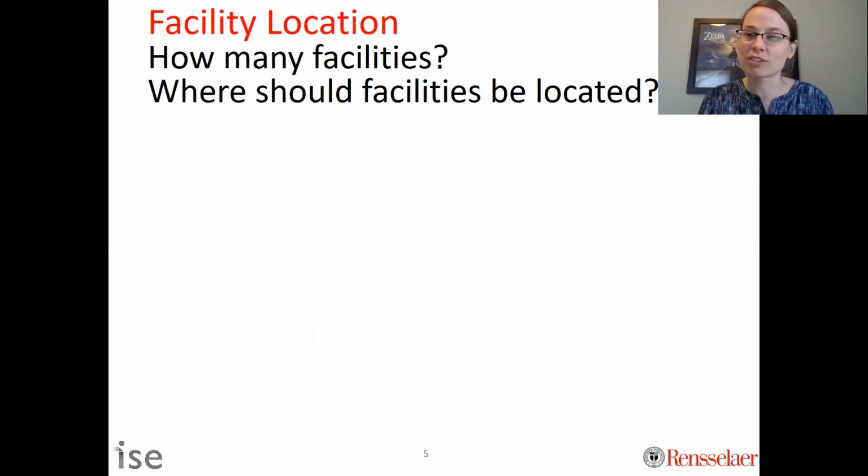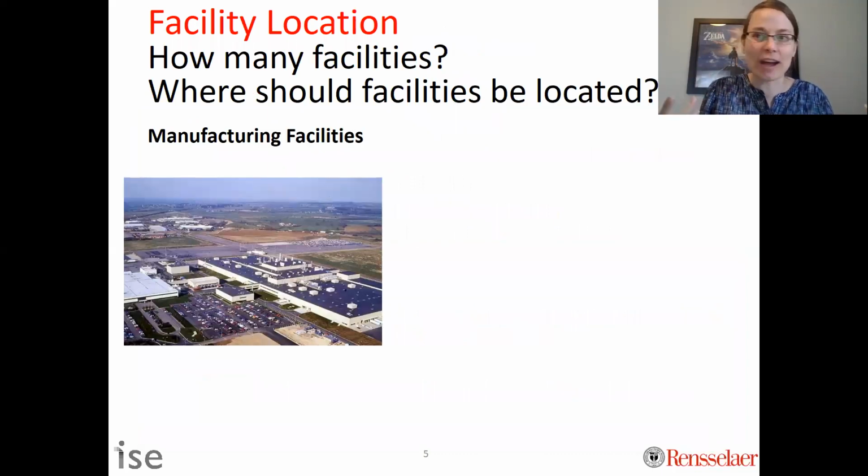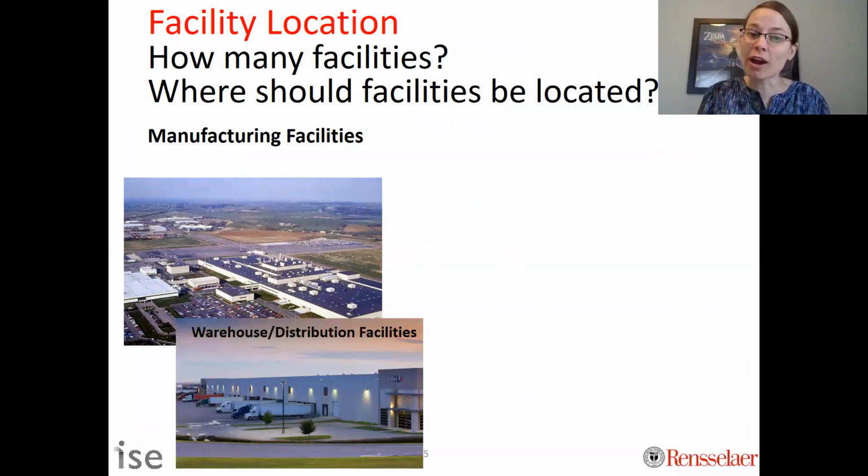Facility locations: how many facilities and where should they be located? What do we think about in terms of facilities? You could think about manufacturing facilities. Where should I locate the manufacturing facility? In this area, that could be Regeneron or Global Foundries. They have major manufacturing facilities in our area. Where should they be located? That's a question. You think about warehouse or distribution facilities. Where should I locate those? How many should I have? What should their function be?